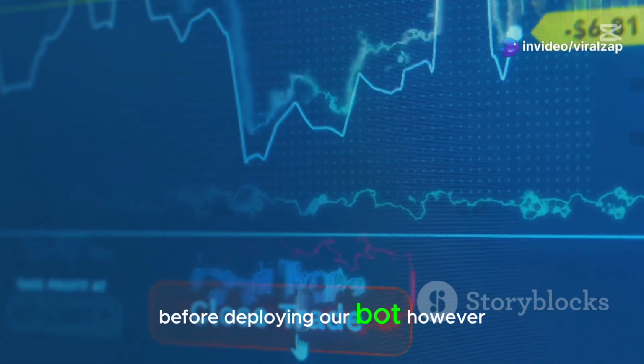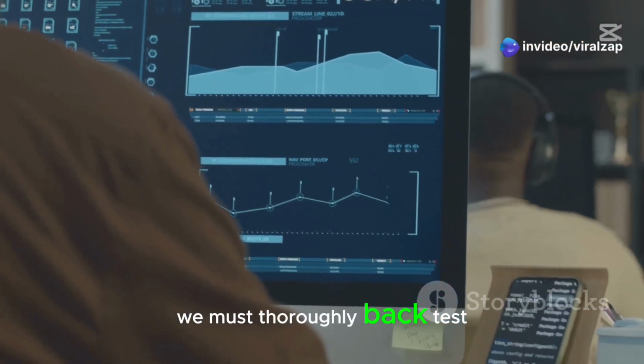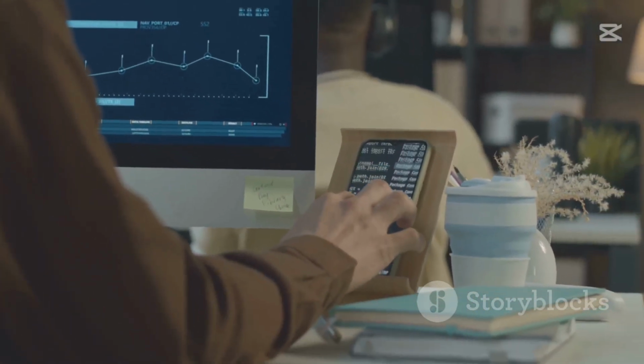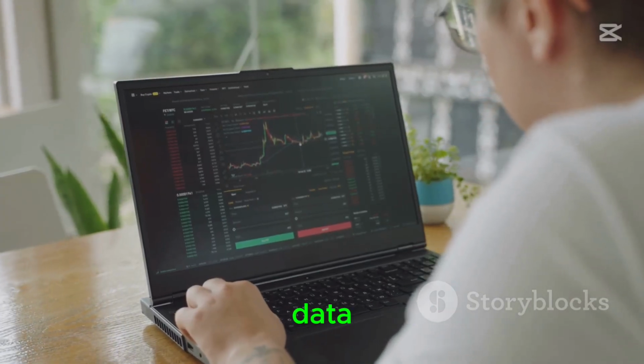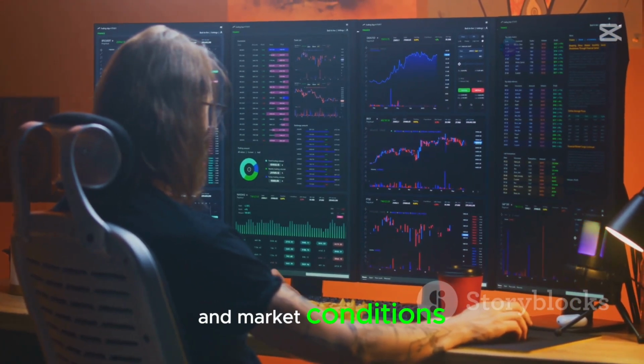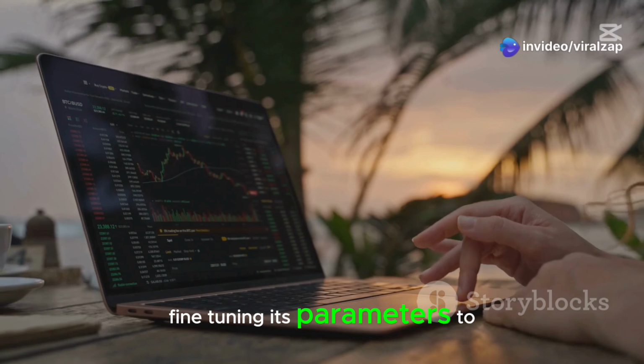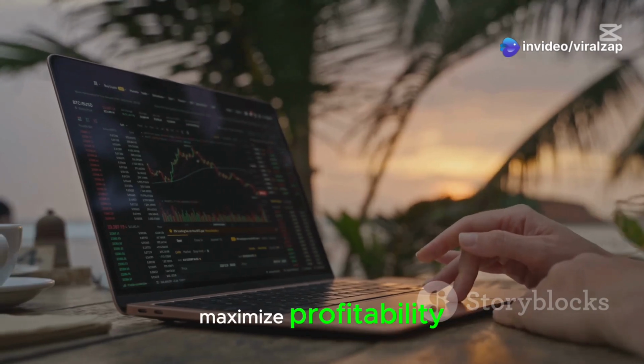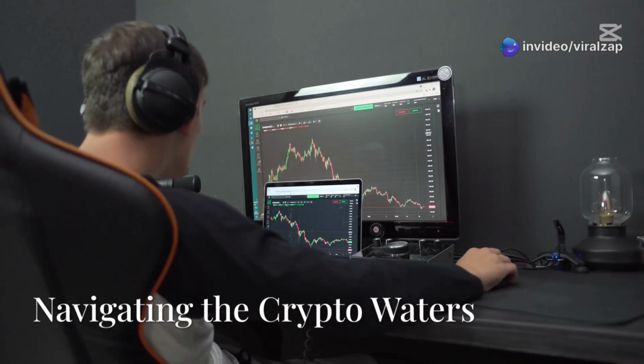Before deploying our bot, however, we must thoroughly back-test it using Backtrader. By feeding it historical market data, we can evaluate its performance over different time frames and market conditions, fine-tuning its parameters to maximize profitability and minimize risk.